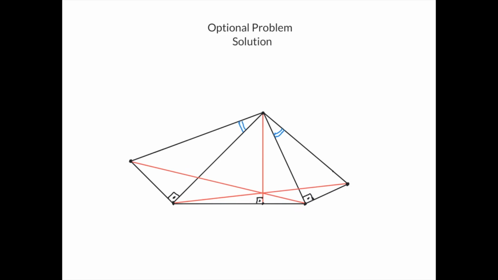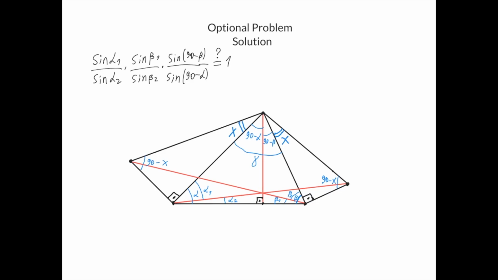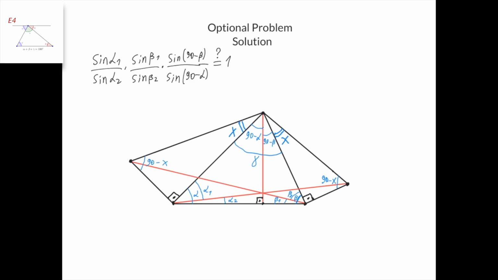And here's the solution. Let's label the angles in the triangle by alpha, beta, and gamma. And let's label this angle here alpha 1, this small angle here alpha 2, this angle beta 1, and this angle beta 2. Also, let's denote this angle by x and this angle by x. And so this angle must equal 90 minus x, and this angle must equal 90 minus x. Also, since this angle is alpha and this here is 90 degrees, we know that this is 90 minus alpha. And since this is beta and this is 90 degrees, we have that this angle is 90 minus beta.